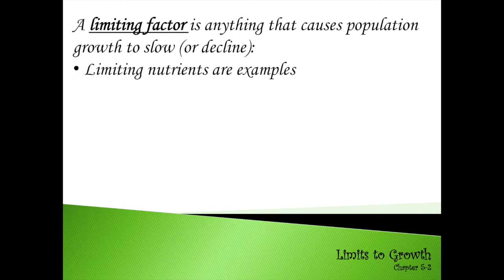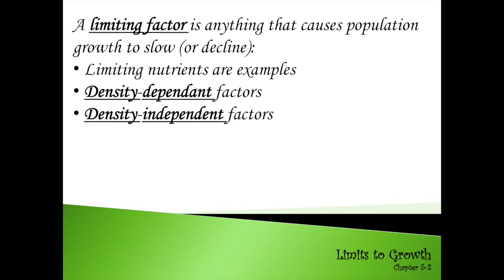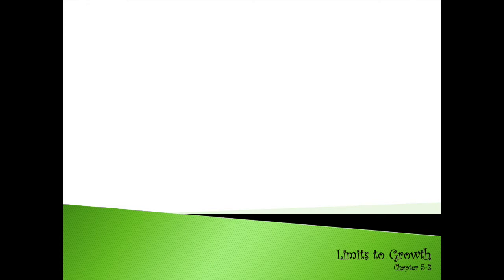All right, so we mentioned before limiting nutrients. So if a certain nutrient only exists in a certain amount, that is going to ultimately limit how big a population is going to be. And beyond that, there's really two factors. We're called density dependent factors and density independent factors. All right, so we're going to focus first on the density dependent factors.